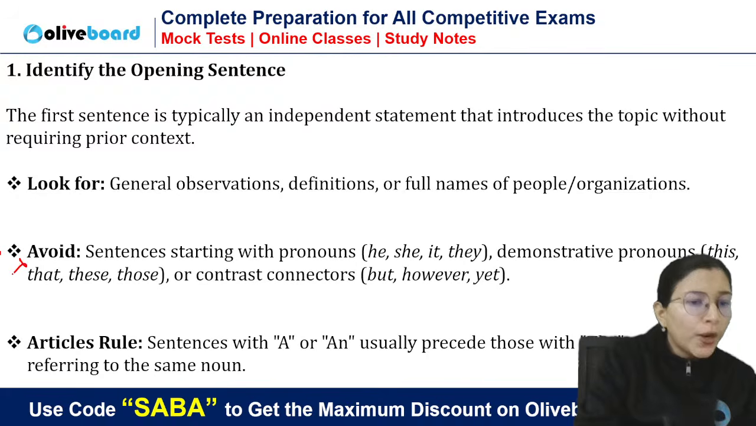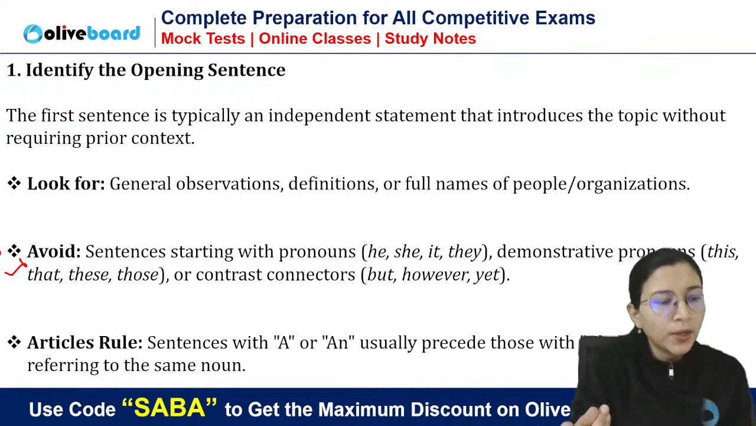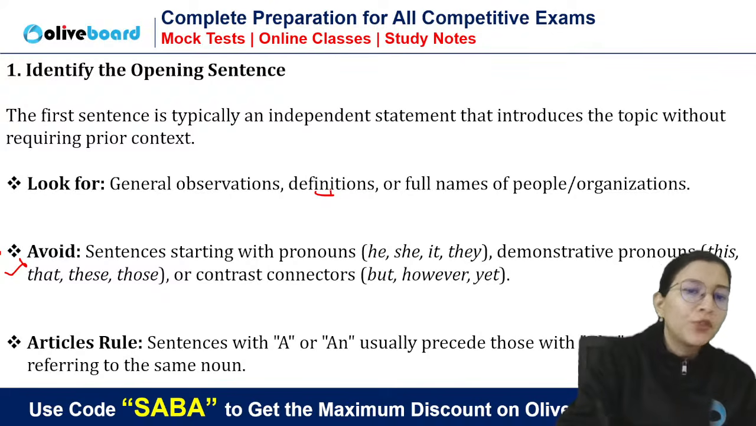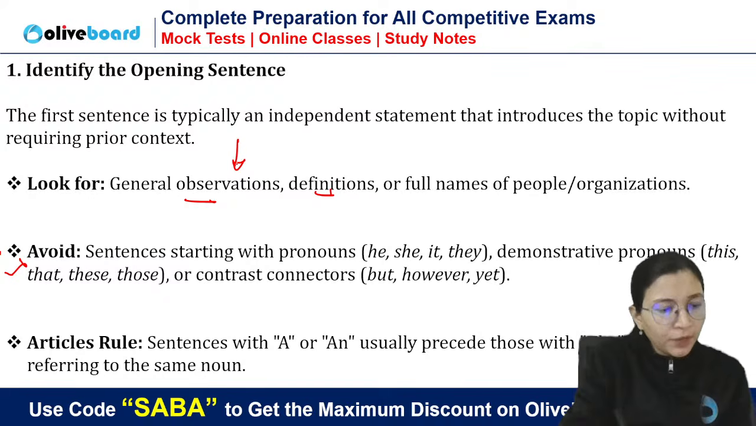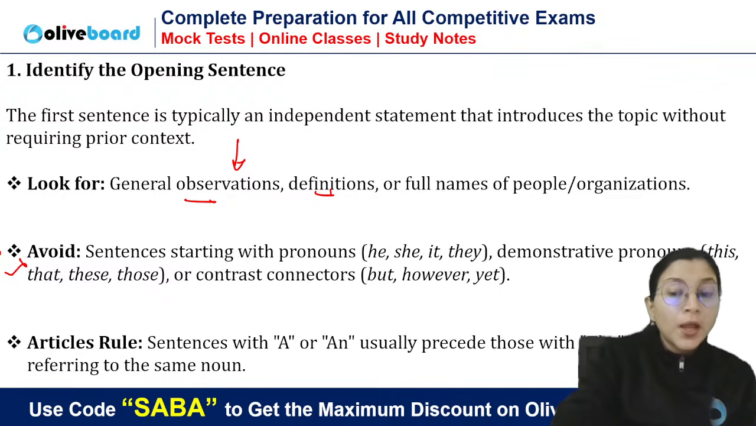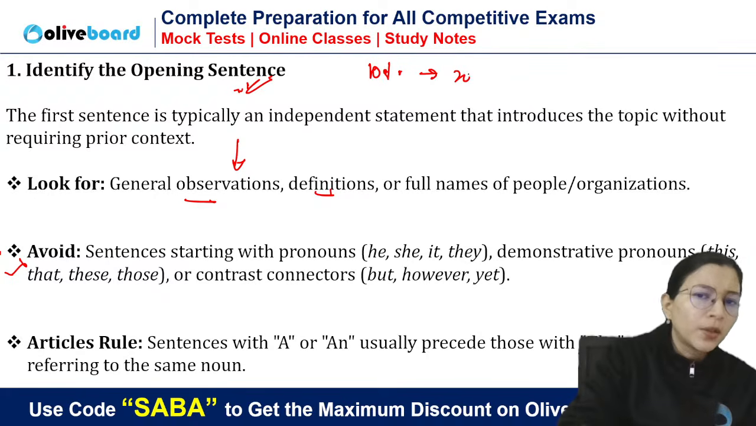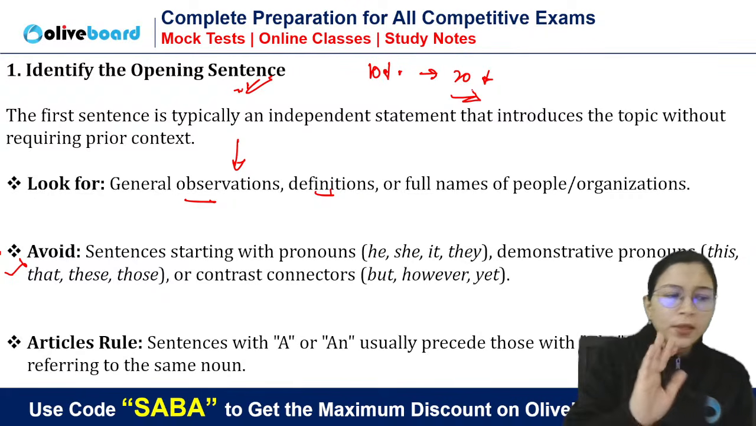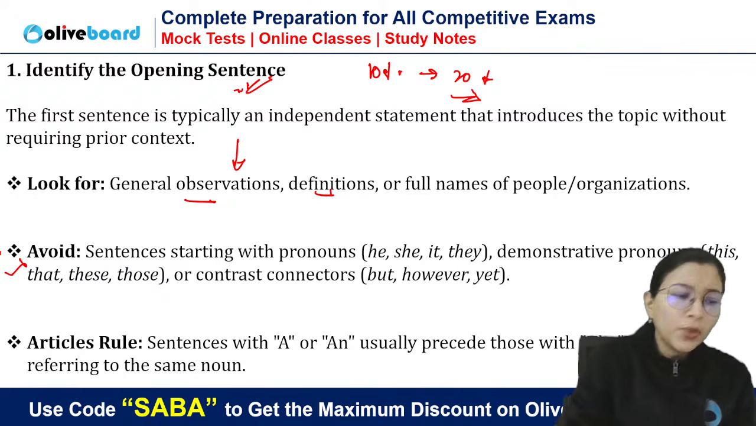These things you can avoid, and once you have eliminated all these, usually you will have one or two sentences, and in between them you can see which one is a definition or general observation, and you can mark that as the first sentence. Okay, first indefinite article, then definite article. Usually it is easy to identify the opening sentence. I can tell you that in 10 to 20% cases only you will get stuck in the first sentence. Otherwise, in 60, 70, 80% cases you can identify the first sentence easily if you follow these methods.